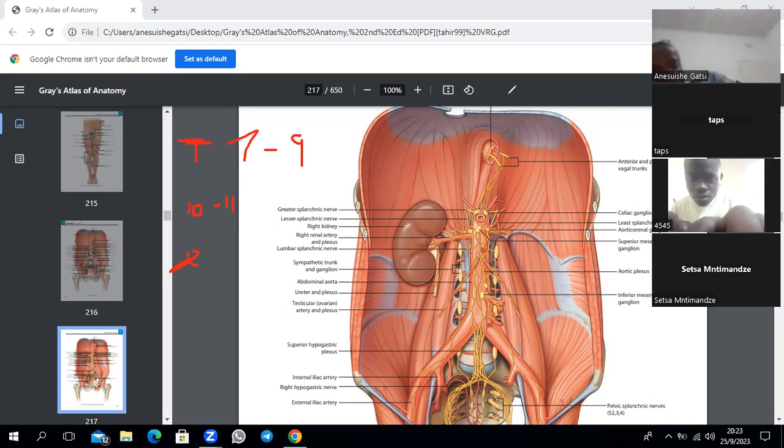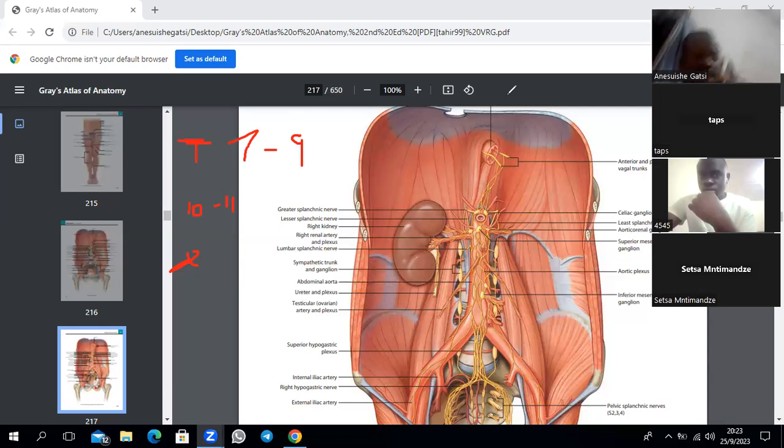Any other question? Greater splanchnic, T7 to T9. Sorry about that. Then lesser splanchnic, T10, T11. Then least splanchnic is T12.